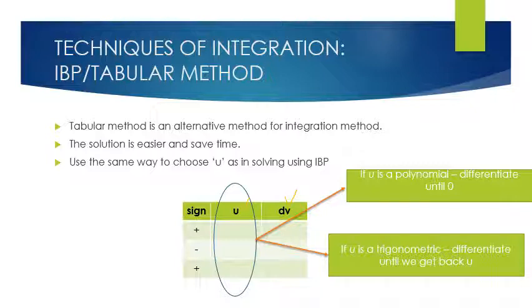For u, we will always make sure that we differentiate at every level. And for dv, always make sure that we integrate at every level. For u, if u is a polynomial, we will differentiate until we get 0. If u is trigonometric, we won't get 0, so we can just differentiate until we get back the same function of u.